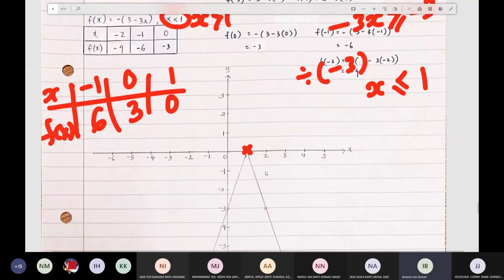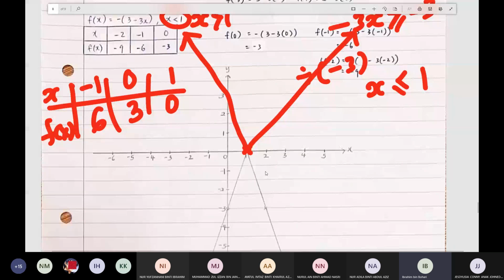Graph dia akan ke atas. Okay. And here, graph of the 3 minus 3x.